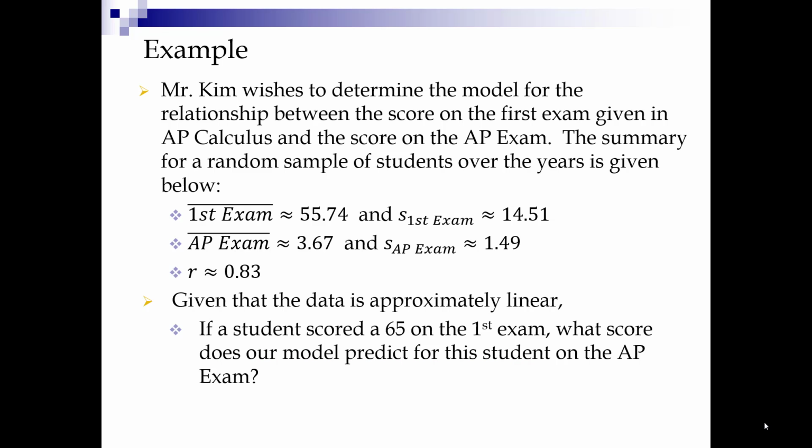So if a student scored 65 on the first exam, what does our model predict for this student on the AP exam? If we just substitute in 65 into our model, we get that our predicted AP exam score would be approximately 4.327. Now, of course, you can't get a score of 4.327, and so this is an average. So if we took an average of several students who scored 65, we would see that our model would predict an average score of 4.327.